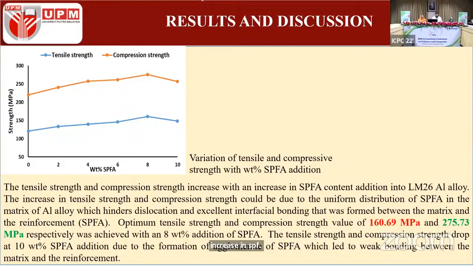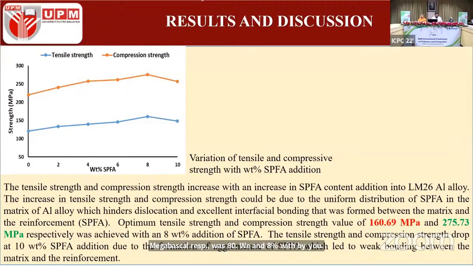The increase in tensile strength and compressive strength could be due to the uniform distribution of SPFA in the matrix of the aluminum alloy, which hinders the dislocation, and excellent interfacial bonding that was formed between the matrix and the reinforcement SPFA. The optimum tensile strength and compression strength values of 160.7 megapascal and 275 megapascal respectively were achieved with an 8% weight addition of sugar palm fiber ash.